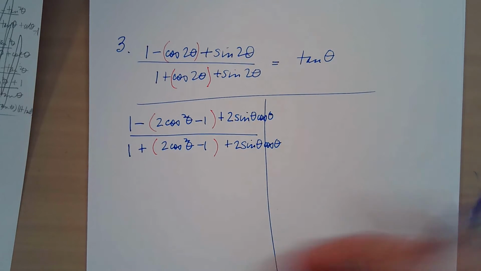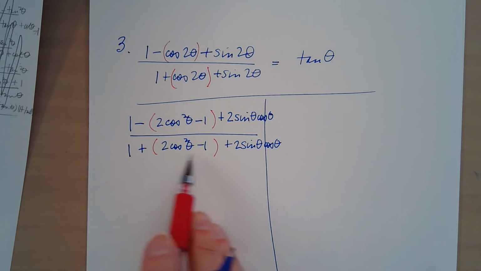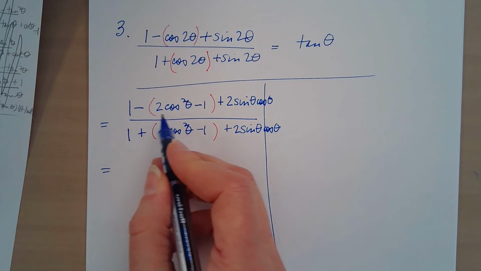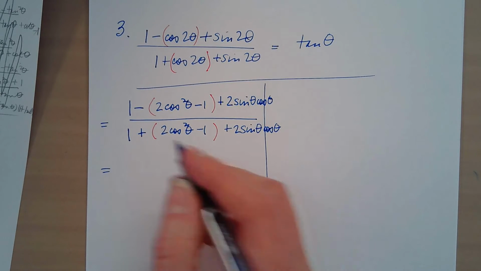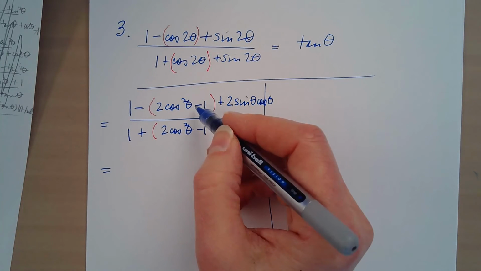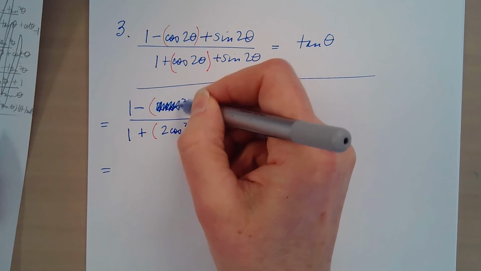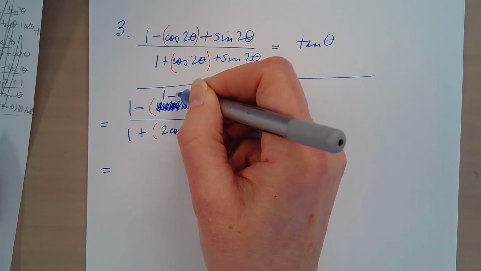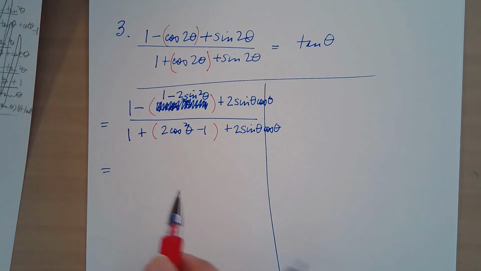Right? Because a negative and a positive, and this is a positive and a negative. Okay, so now let's see what I have left here. The 1s are going to cancel out, right? No, I did that wrong. Sorry, this is the wrong one. Sorry, wrong. This has to be 1 minus 2 sine squared theta. Otherwise, the 1s don't cancel, right? 1 minus 1. Okay, that's gone.